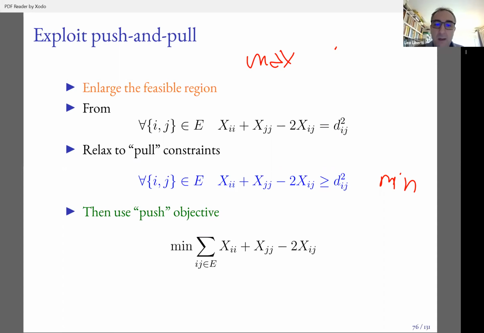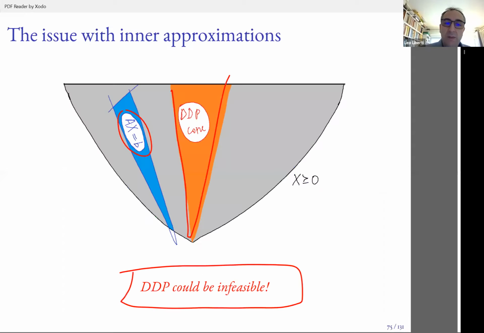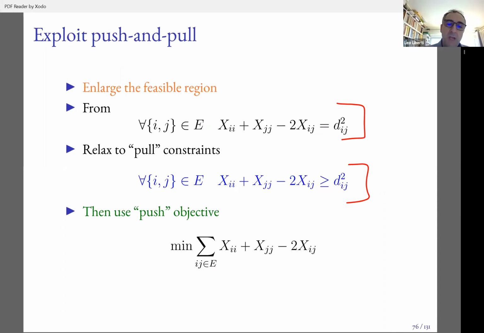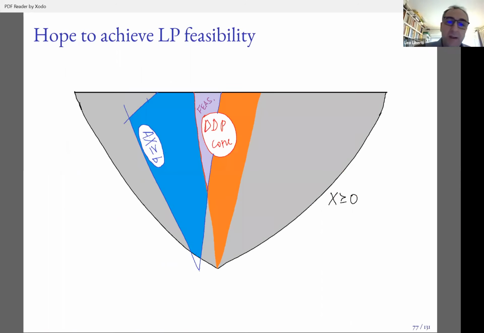All right. So instead of writing this constraint, we're going to relax it to this constraint to make this blue set larger, hoping that there'll be some intersection. And now we use the objective with a minimum in order to try and balance the fact that we've relaxed the equations. So this is what happens. And now we do find some feasibility.